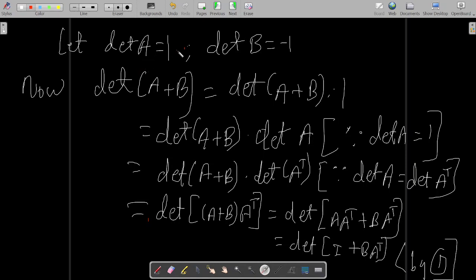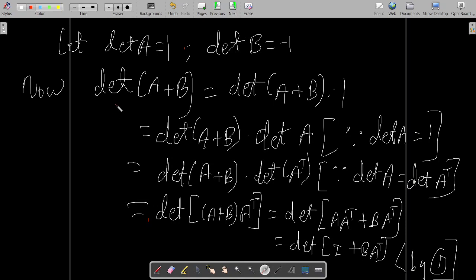So determinant of A equal to +1 and determinant of B equal to -1 is the condition which we have taken. Now determinant of A plus B, we have to find out this value and prove that this is equal to 0, because if determinant of A plus B is equal to 0, only then it will imply that A plus B is singular.